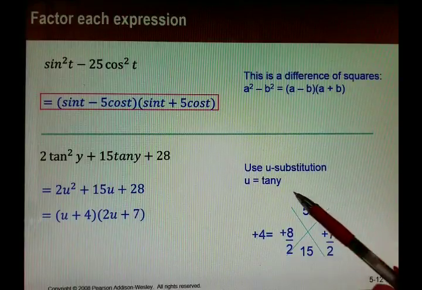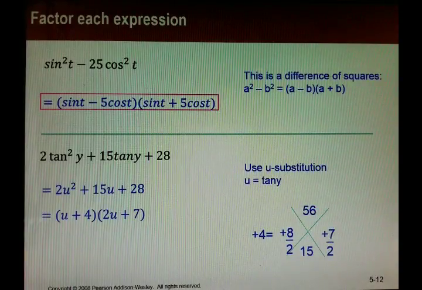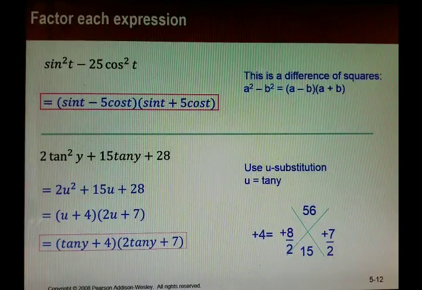Now u was the tangent of y. So we plug tangent of y back in for each of the u's, and we'll have our final answer.